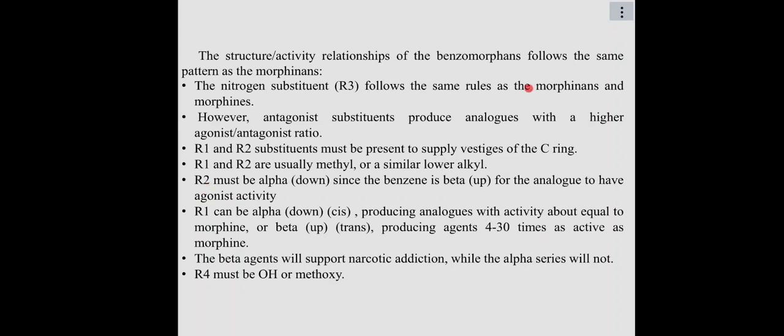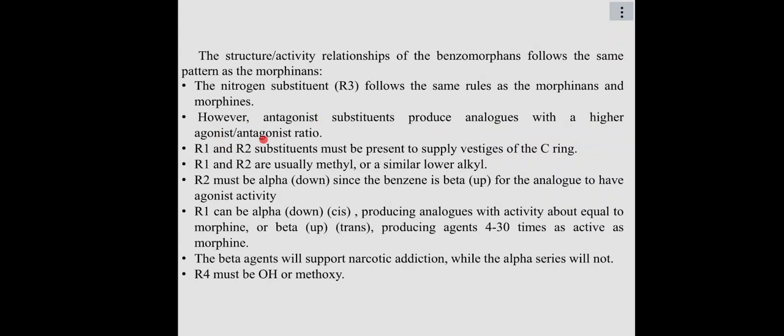The structure relationship of the benzomorphans follows the same pattern as that of the morphinans, and of course also the morphine analogs. The nitrogen substituent R3 follows the same rules as in the morphinans and morphine. However, antagonist substituents produce analogs with a higher agonist-antagonist ratio.